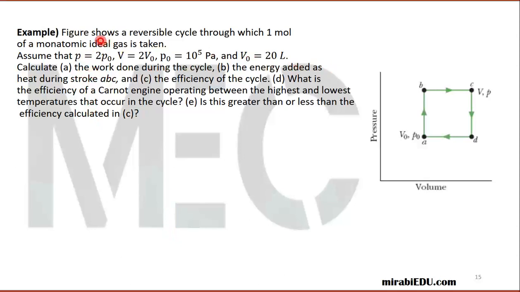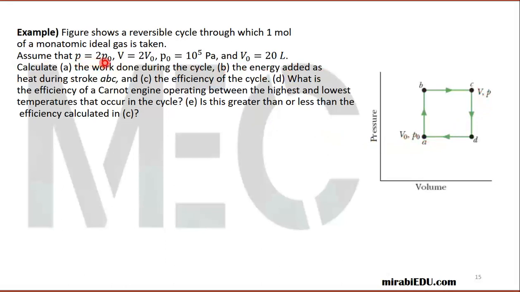So, a reversible cycle through which 1 mole of monoatomic gas is taken. It's a monoatomic gas like neon or argon or krypton, whatever. It's an ideal gas, so we can use the ideal gas laws. P0 and V0 is the coordinate of this point. V and P are given to be the coordinate of this point.